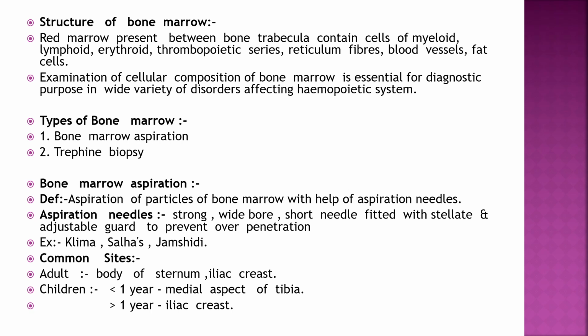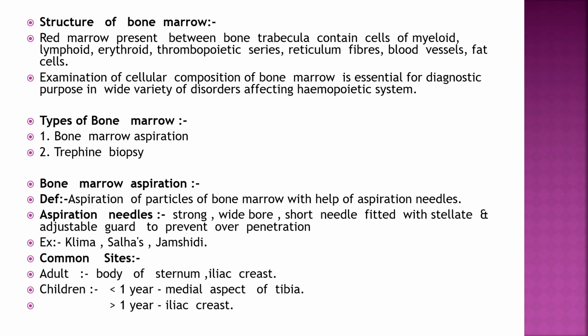Bone marrow aspiration is aspiration of particles of bone marrow with the help of aspiration needles. The needles should be strong, wide bore and should have a guard to prevent over-penetration. Examples of bone marrow aspiration needles are Klima, Salah, Jamshidi.